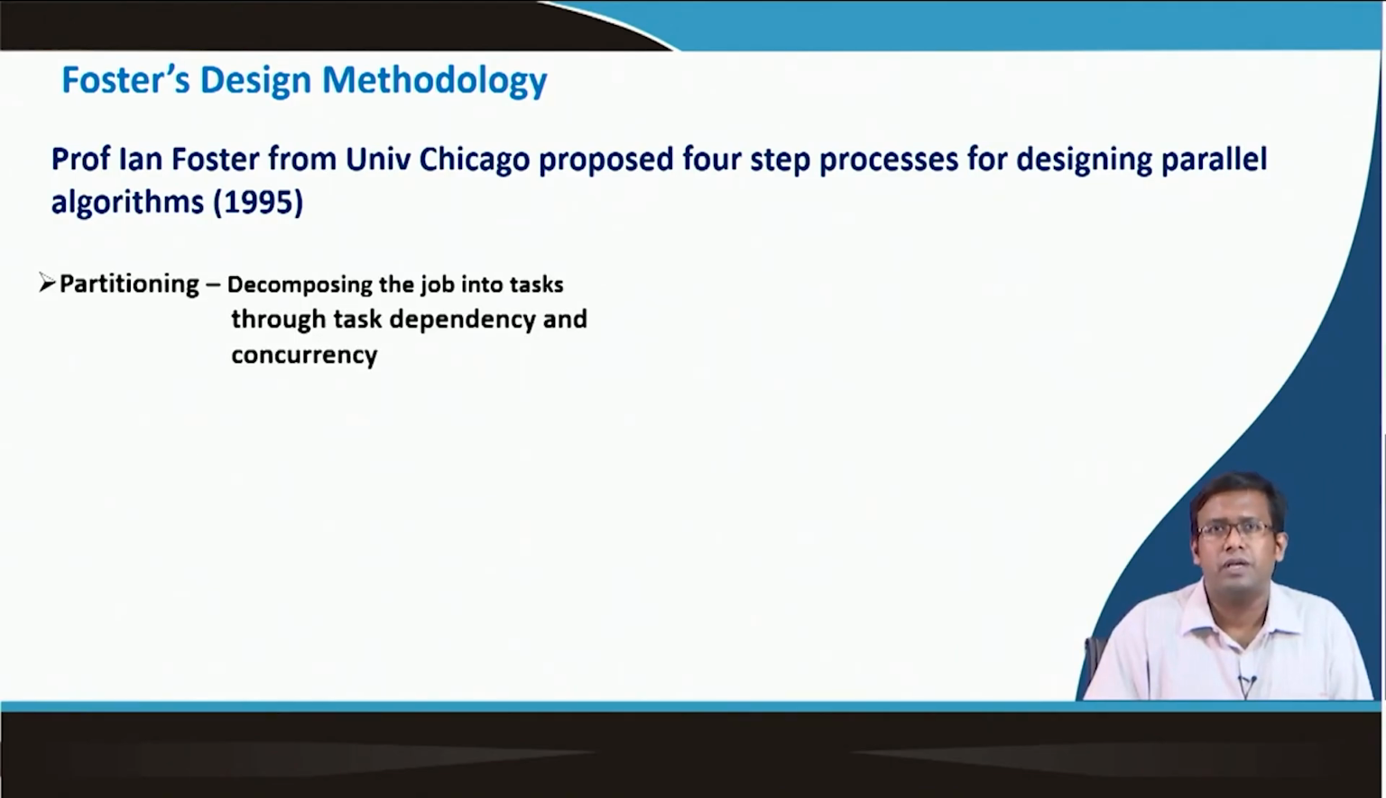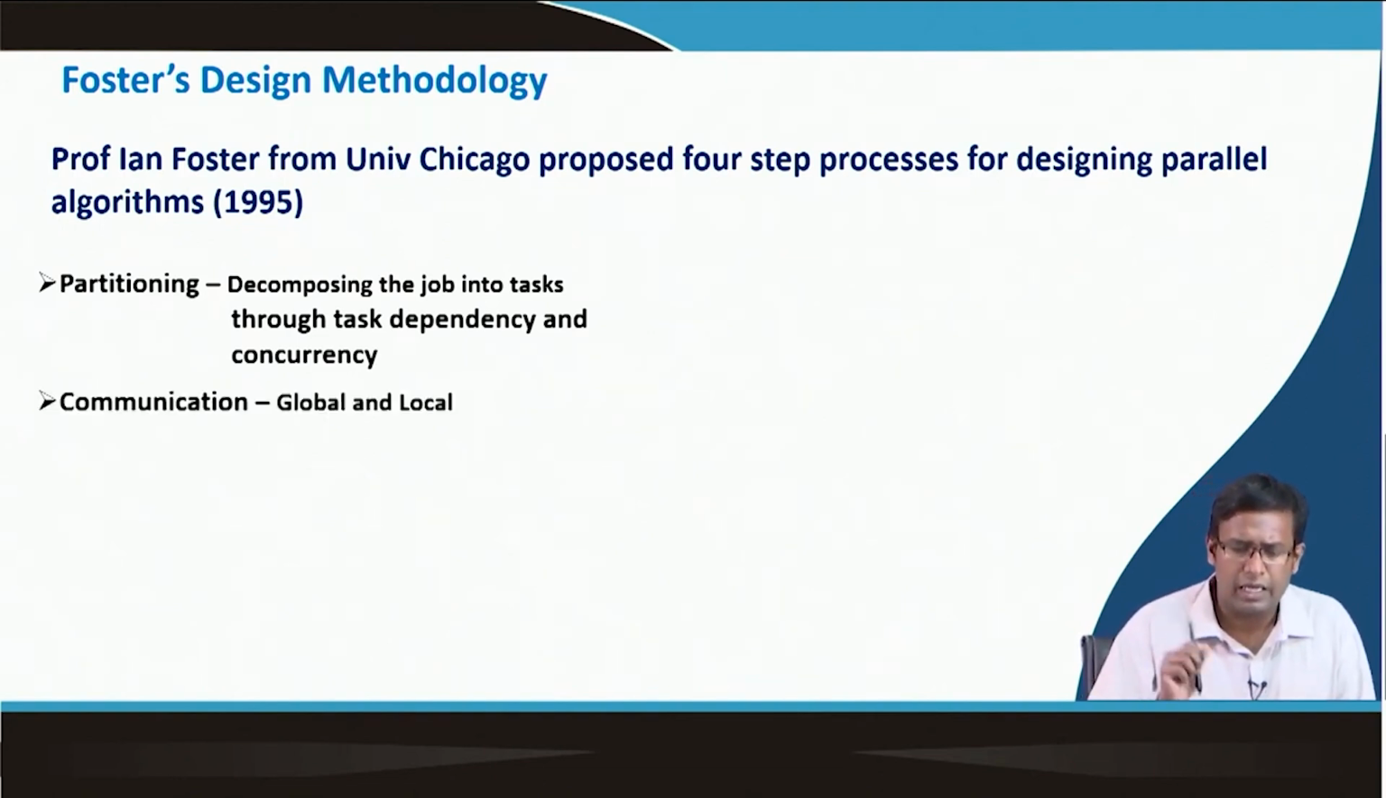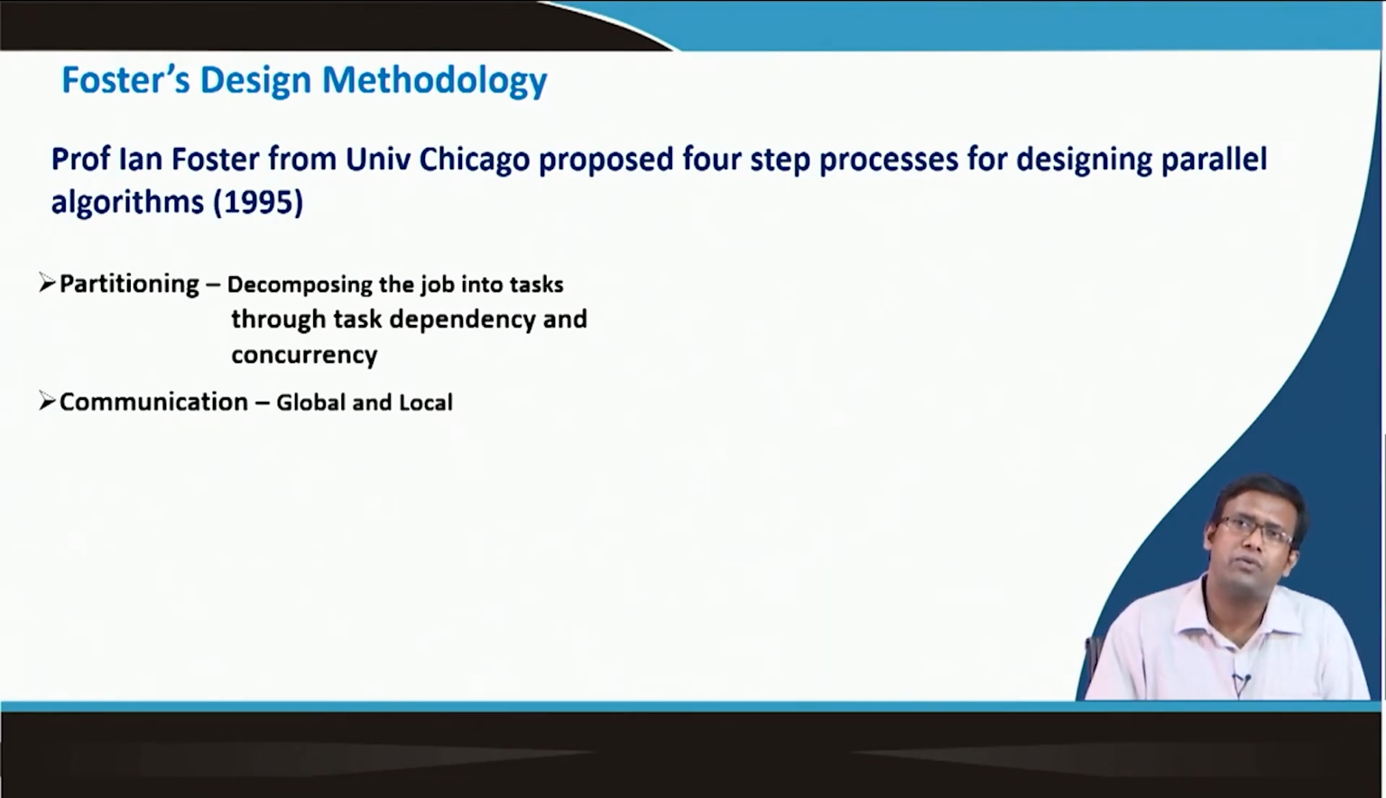You have a job, it has to be decomposed into several tasks through task dependency and concurrency, to find out how many tasks can work concurrently at one point of time, and therefore the main job will be decomposed into multiple concurrent tasks, or a group of tasks rather. And then we need to see what the communication across the tasks is. That means, if we see 2 tasks, how do they communicate between one another, or if you see one particular task, how does it communicate with all the tasks given in the job, or a group of tasks given in the job.